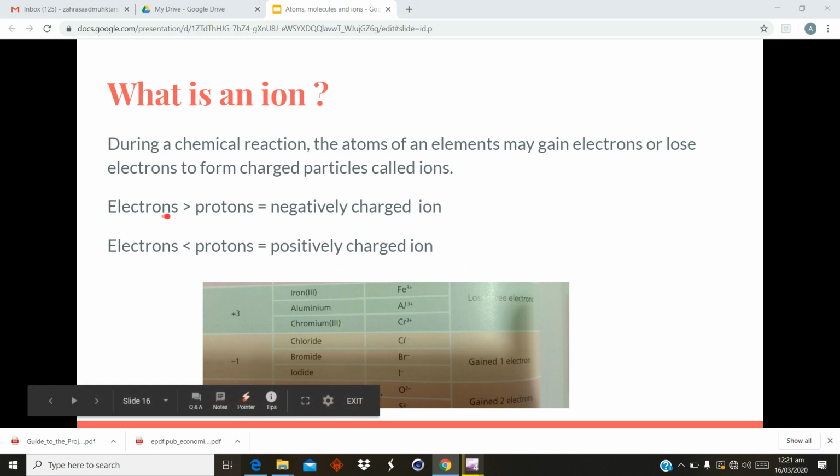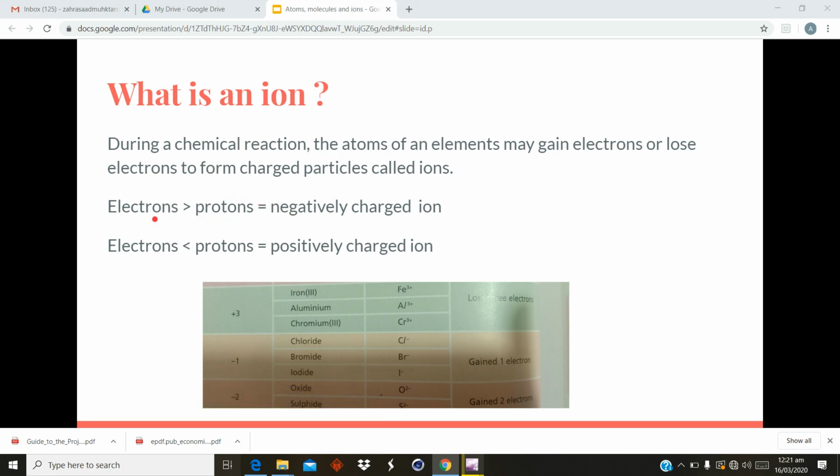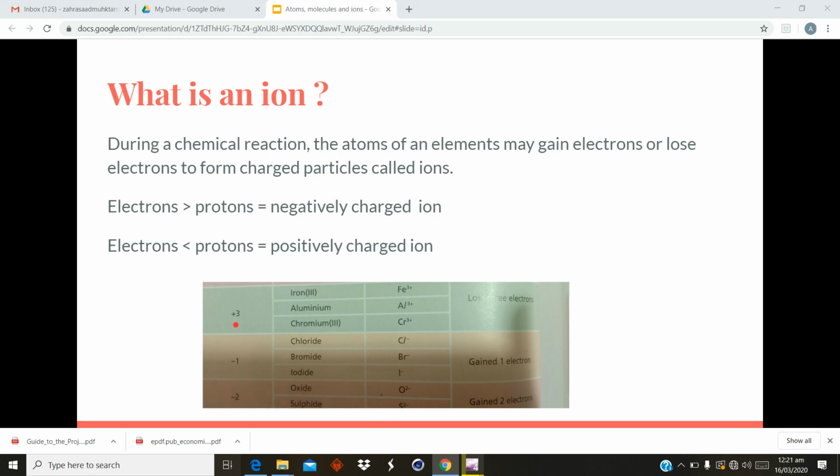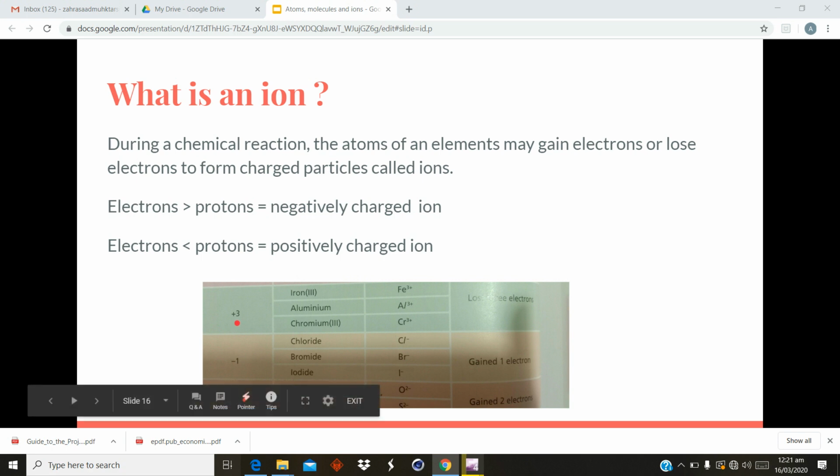Where we have more electrons compared to protons, we say it is a negatively charged ion, and that makes sense because the electron is negatively charged, whereas protons are positively charged. When there are fewer electrons compared to protons, then this is a positively charged ion. For example, an atom may lose 3 electrons. So we say it is deficient of 3 electrons, so it basically has a positive charge.